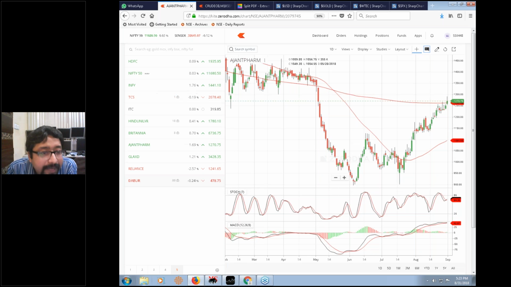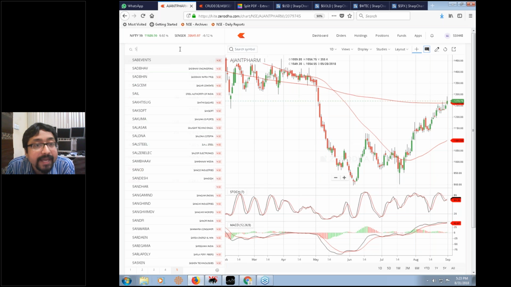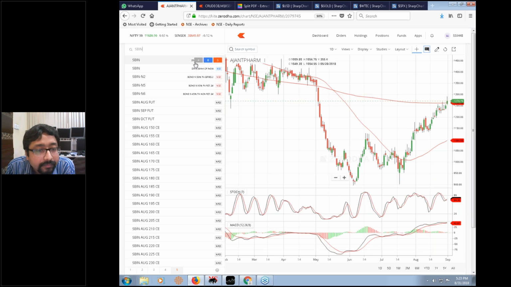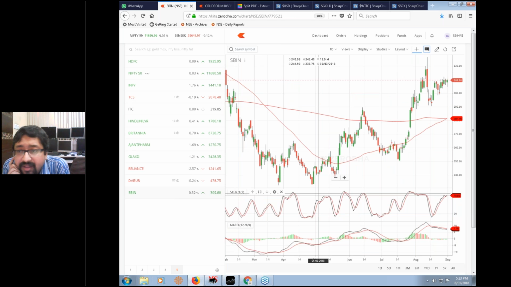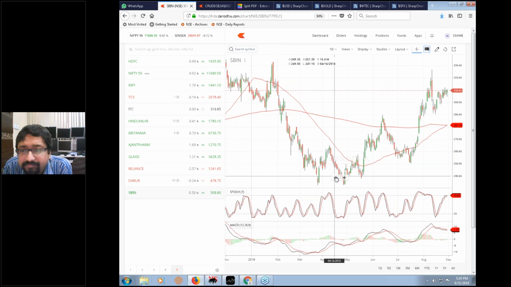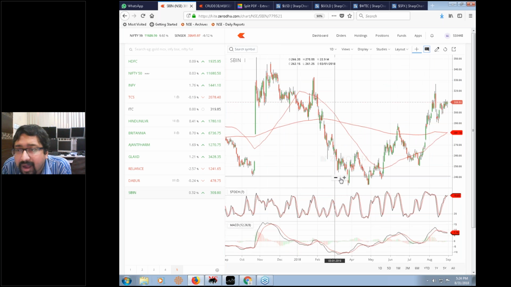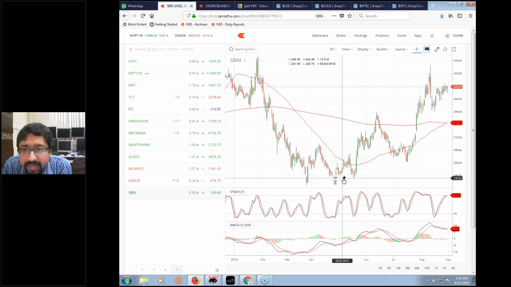Let's see how some PSU banks have been doing lately. Let's open the chart of SBI. How SBI has been doing. Today its closing is at around the 309 region, and you can see there is a sort of bullish crossover in the moving averages. That is, the 50-day moving average is going above the 200-day. Okay, that is not entirely unexpected, but the chart pattern looks good, right?